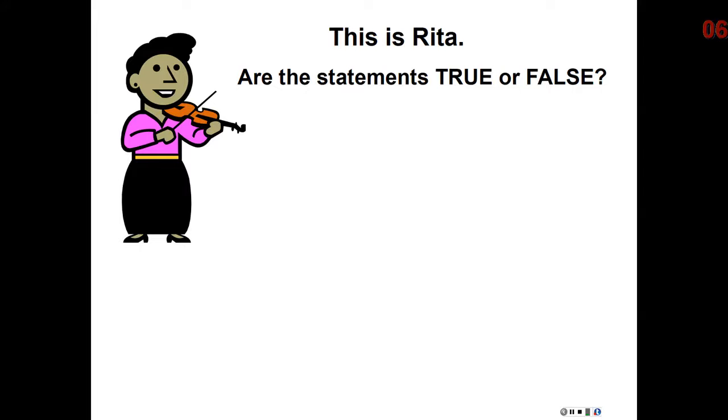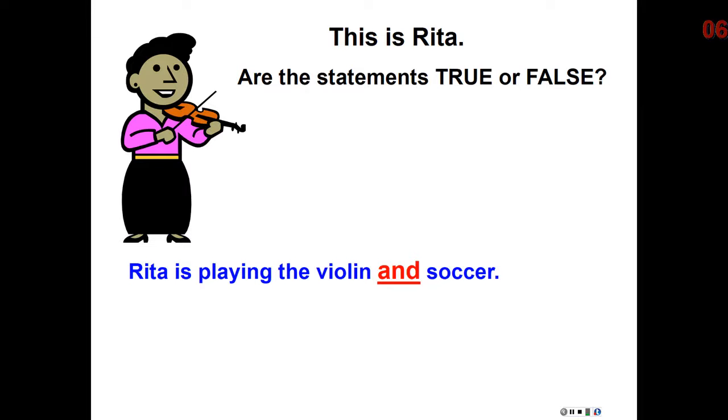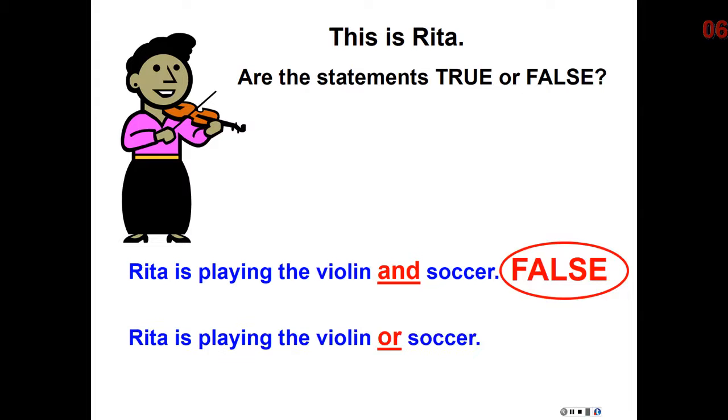Are these statements true or false? Is Rita playing the violin and soccer? That's false. This seems kind of silly, but you guys got that, but it is false. You are correct. Is Rita playing the violin or playing soccer? Is that true or false? You got it. It's true. That's right.